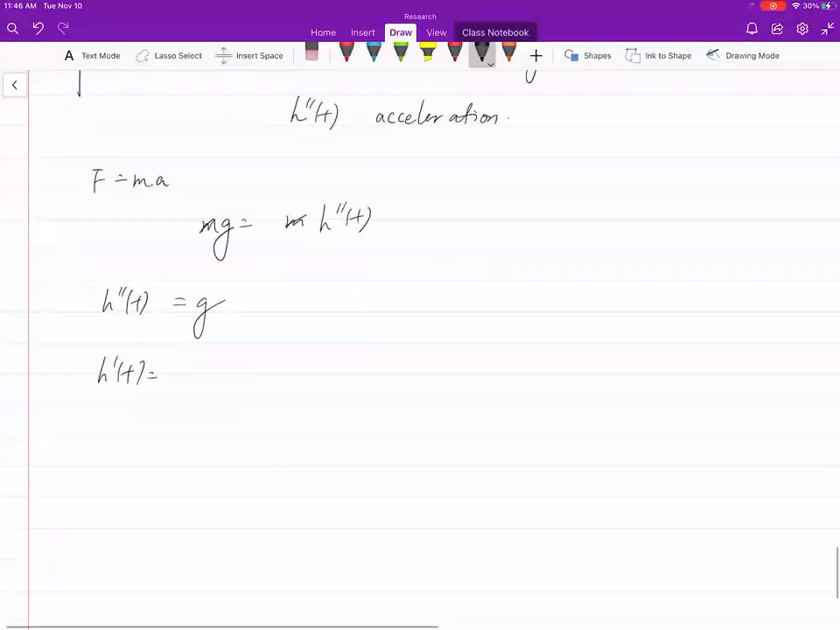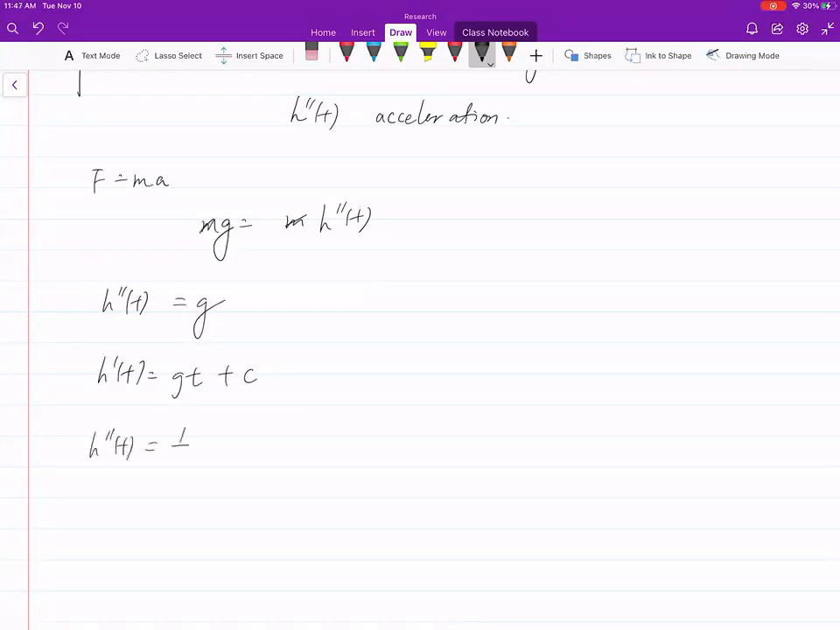Well, h double prime(t) equals g, so h prime(t) equals gt plus c, and h(t) equals 1/2 gt squared plus ct plus d. Does it look familiar? That's exactly what you get from physics class in junior high. But instead of doing this, they told you the formula. If you do constant acceleration motion, then you're going to have gt and 1/2 gt squared. But this is actually where it comes from. You just take the antiderivative twice. As easy as that.